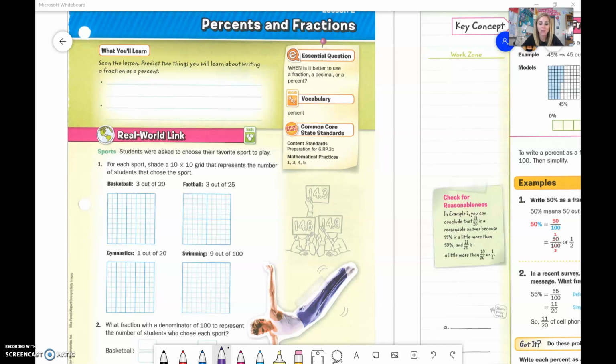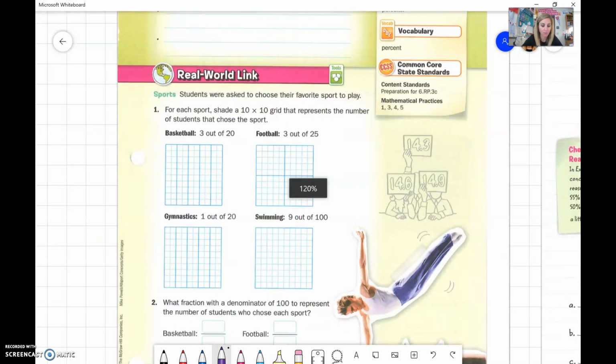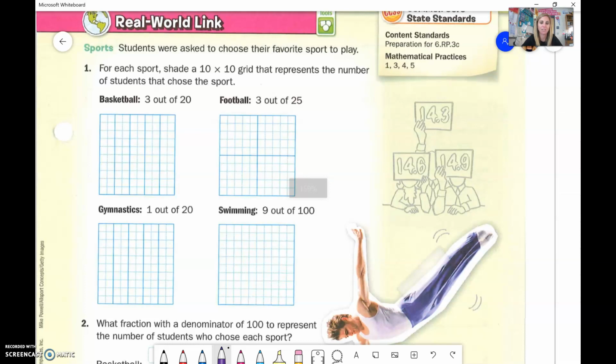Okay, sixth graders, we are going to go ahead and get started on page 101. We're going to be talking about percents and fractions, and we're just going to jump right in. So make sure your book's open to page 101.